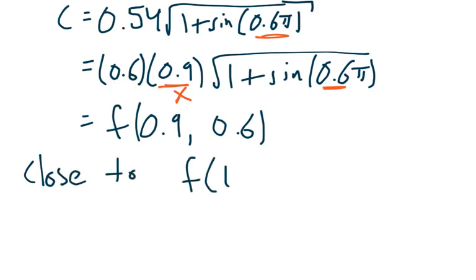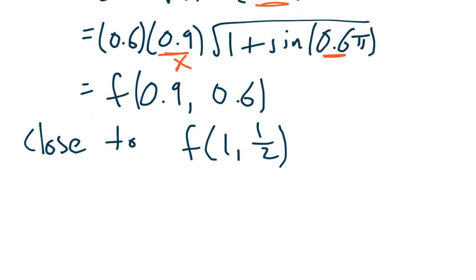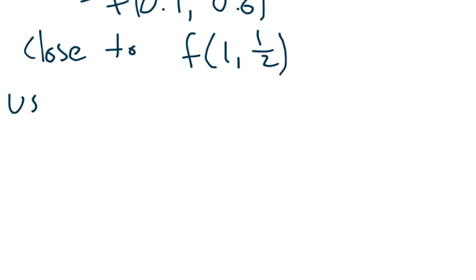Okay. So what we notice is that this is close to f of 1 and 1/2, right? Because 0.9 is close to 1 and 0.6 is close to 0.5. So we want to use linear approximation.